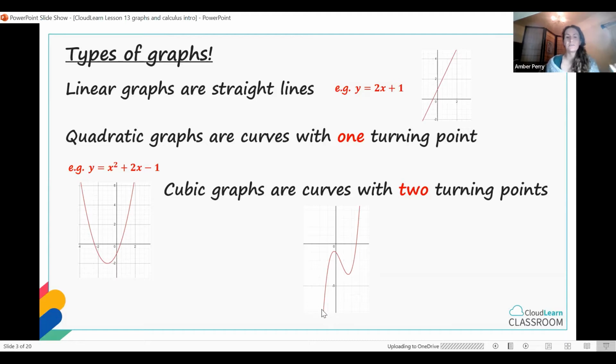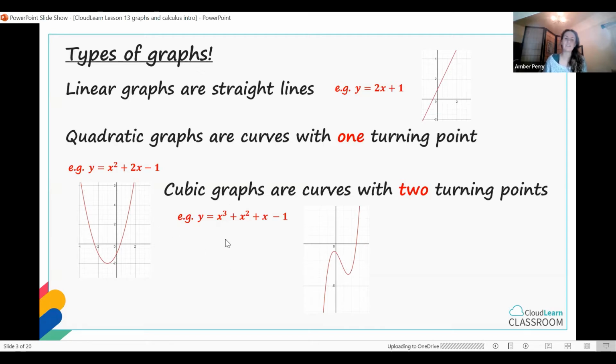You can see here, this one comes up, and it turns, goes back down a bit, and then it goes back up. So that's a typical cubic shape graph there. And that will have an equation where the highest power of x is 3. You don't have to worry too much about being able to draw these if you're doing foundation. Just being able to recognize the graphs is enough. So just looking at that and going, oh yeah, that's an x cubed graph, and this one is an x squared graph. So this is a cubic and this is a quadratic, that's fine.